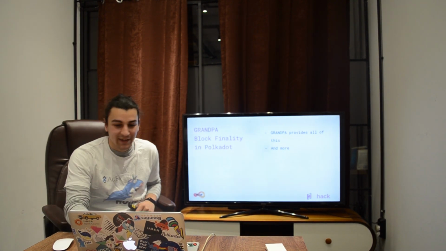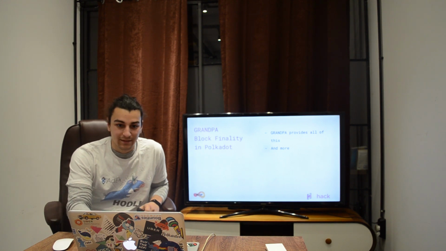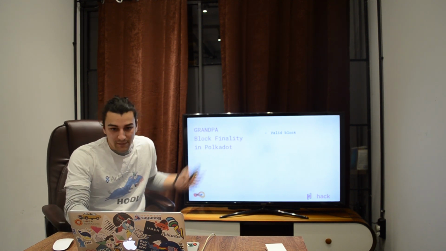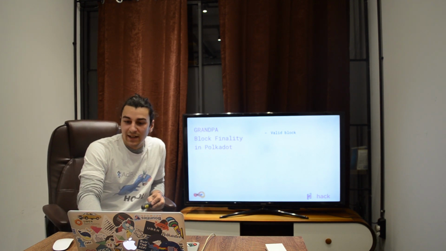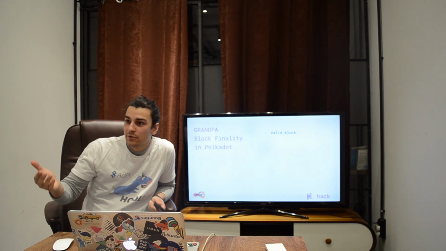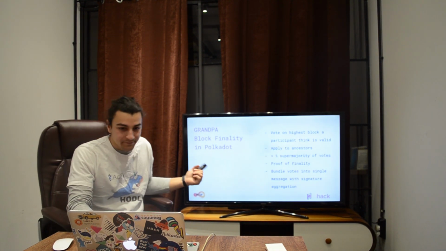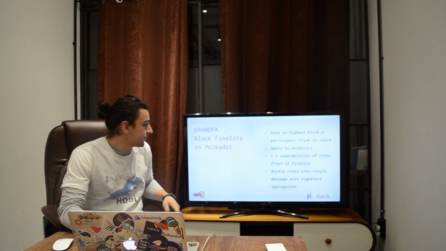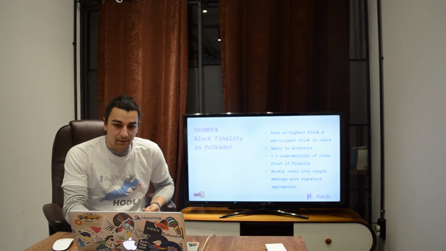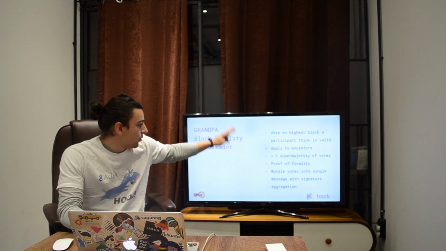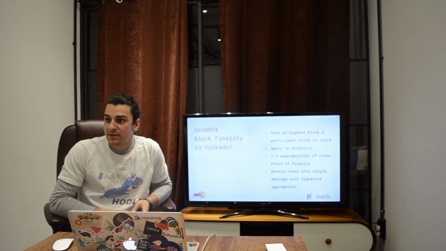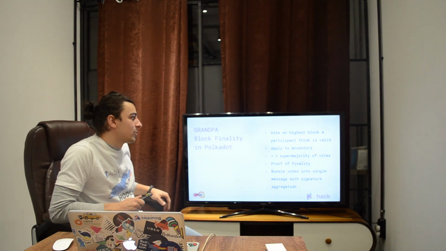So Grandpa provides all this that we talked about and a bit more. Considering a block is valid implies that the block's parent is valid. For example, if we know that block 25 is valid, we are sure that block 24 is valid as well because it's its parent. So based on this, in the Grandpa algorithm there is the voting, the whole process of verification, and this is a simplified version of how Grandpa works.